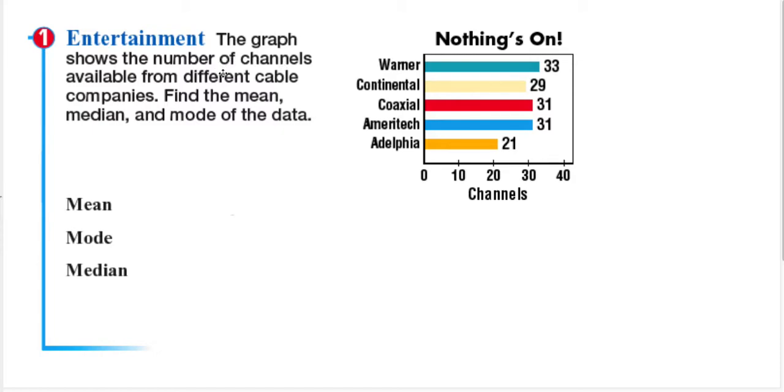The graph shows the number of channels available from different cable companies. Find the mean, median, and mode of the data. You have Warner, Continental, Coaxial, Ameritech, and Adelphia. Those are your 5 cable companies. Warner has 33, Continental 29, Coaxial, Ameritech 31, Adelphia 21.